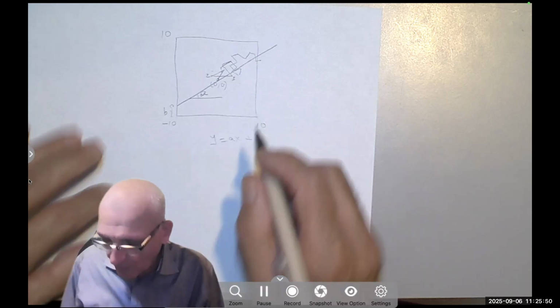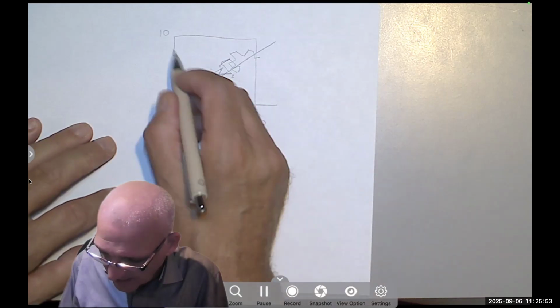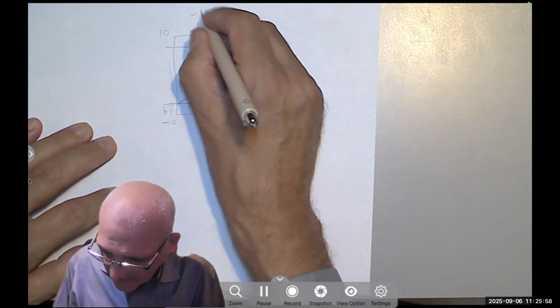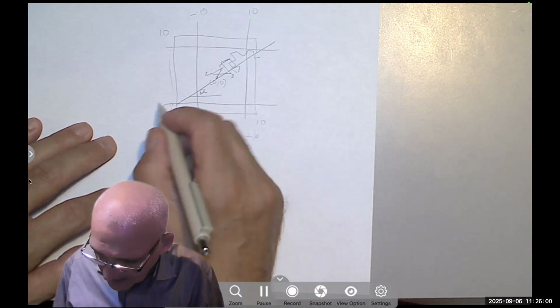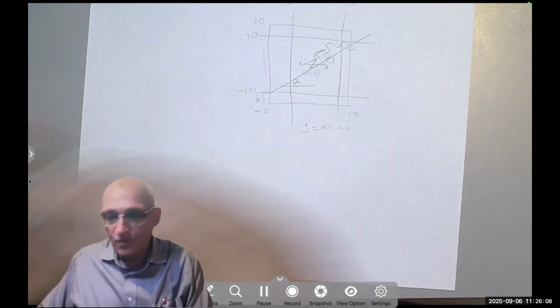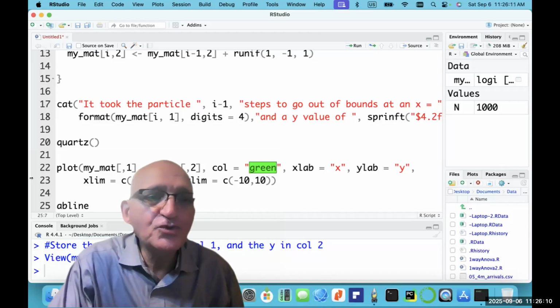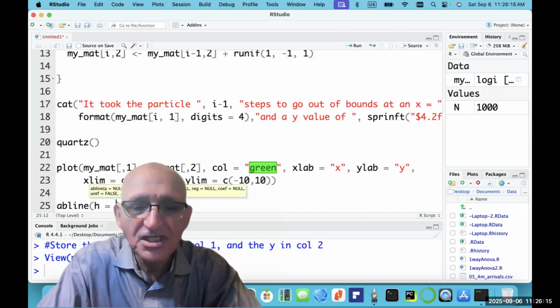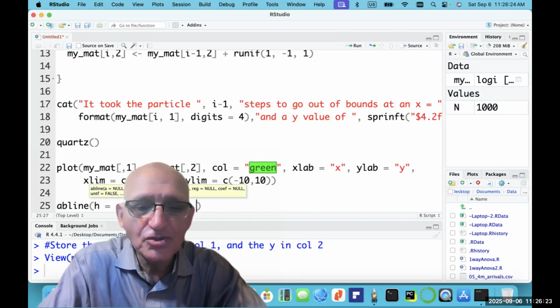But that's not what I want. I want to draw a horizontal line and a vertical line at 10 and -10. So this is -10, this is 10, and for this one it's -10 and 10. I want to draw that to show where the particle was inside that. So we do that by saying h and v. h for horizontal, very simple. h equals c of -10 and 10, and v, the vertical, is also c of -10 and 10.